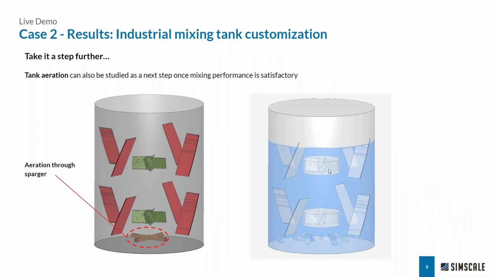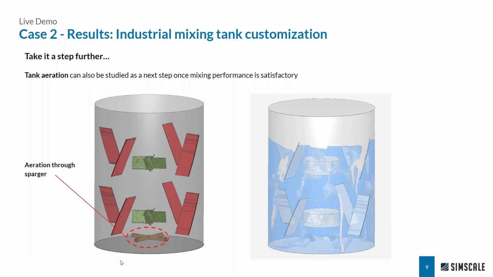As a final step, if you want to take it a step further, I added even more complexity to the model, and that took around 11 hours to run, roughly. So I added the sparger at the bottom. That's a device typically used in the mixing industry where they want to inject air inside the tank, particularly when there are living organisms inside the liquid, like cells that need to be oxygenated. We need to ensure that there is proper aeration happening inside the fluid domain.